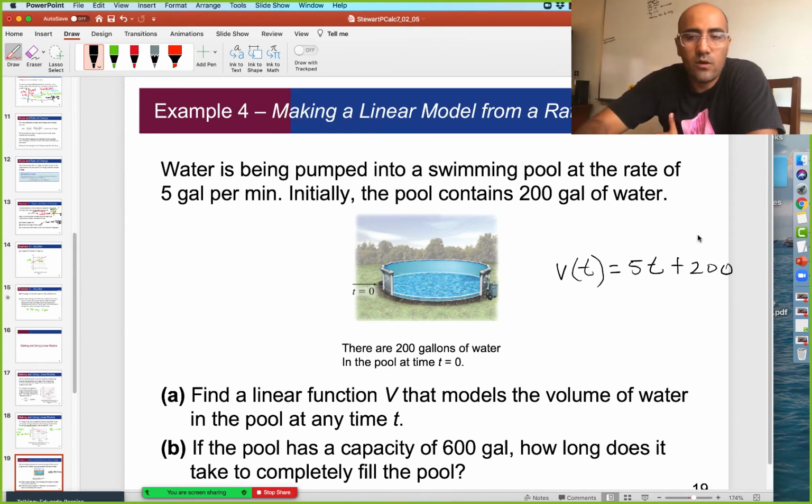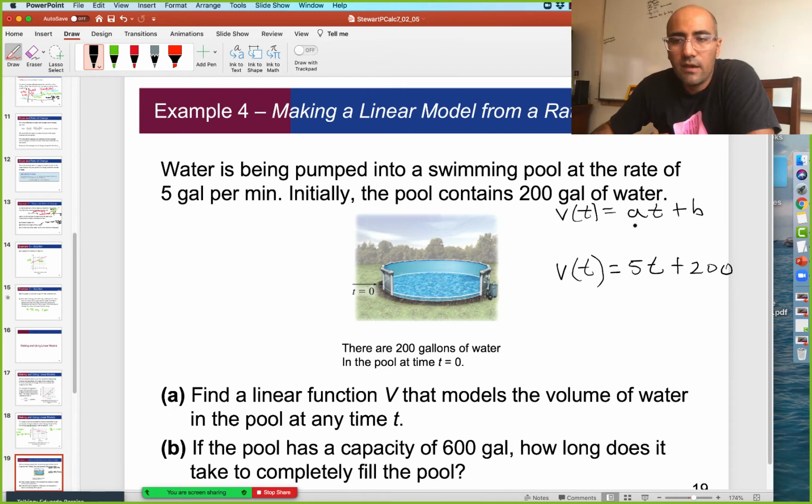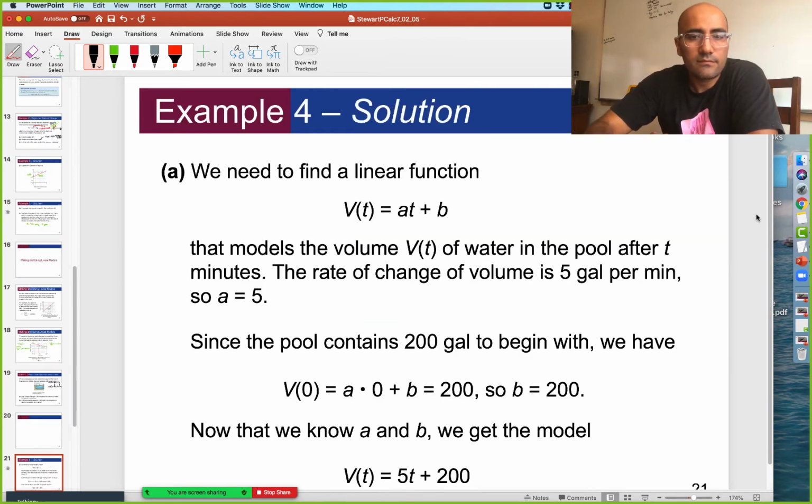But if you really wanted to put in some work, you'd go back to basics and think about v of t as a general equation, which is a t plus b. You need to figure out that the value of a is 5, and from the information, figure out that the value of b equals 200. So if you wanted to put in some work, you could. Well, there's no real work in noting that the value of a is 5.